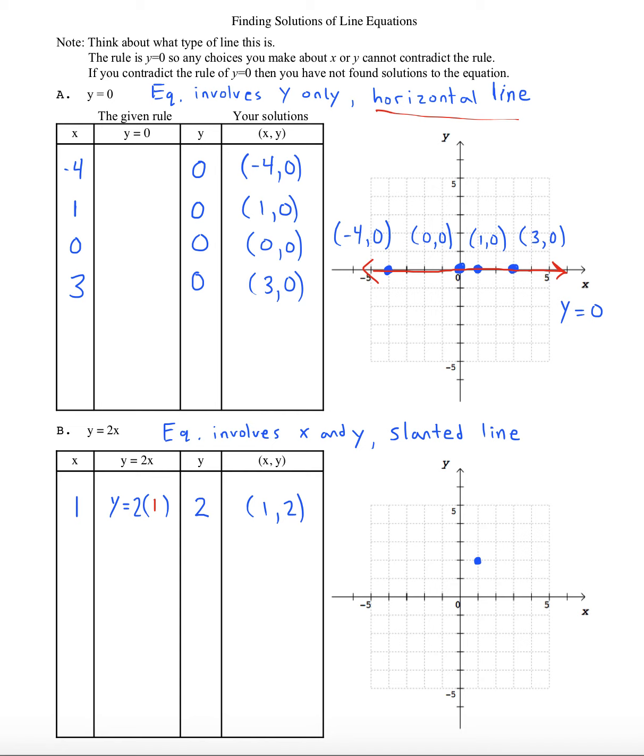Okay, now it's time to pick another set of x and y. Let's try 0. Okay, so x is 0. y equals 2 times x. So y turns out to be 0 as well. And then just put them together into a coordinate pair and plot that. Okay, so far there's a slant to the line, and that's good. Let's try -2.